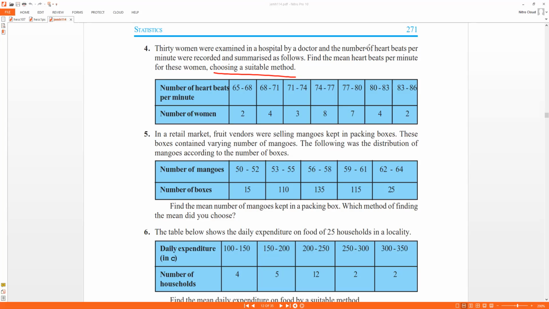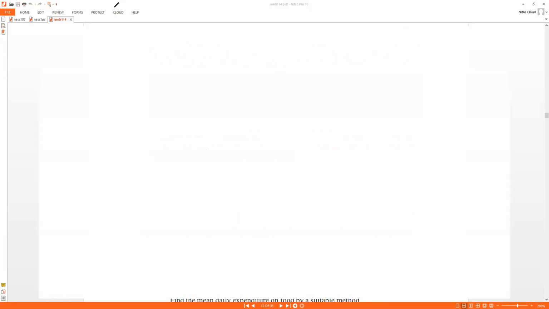Okay. So I hope you have this question with you. Let us do it on the whiteboard. Always remember, if the data is given to you in the horizontal manner, you have to make vertical columns always. Okay. So if we do the assumed mean method. Question 4, using assumed mean method. Okay. All right.